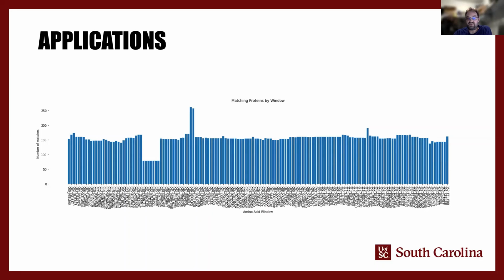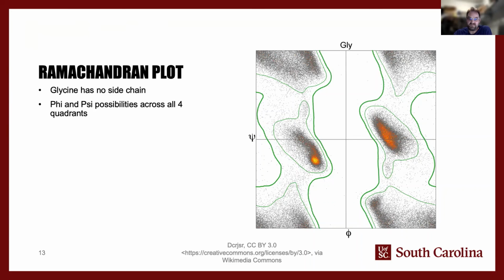Like here's the window size of 7. You see that there are much fewer matches. The most is, instead of 800 matches, here you see 250 is the most number of matches, and many less than that. And then, just to kind of wrap up here, remember this was the Ramachandran plot of glycine.